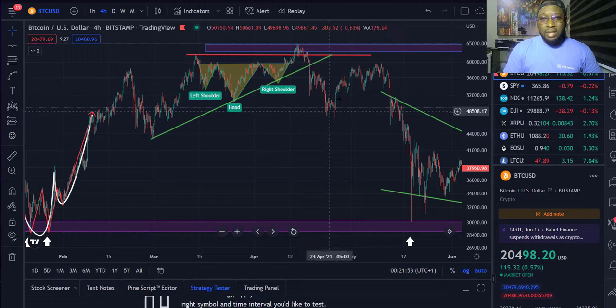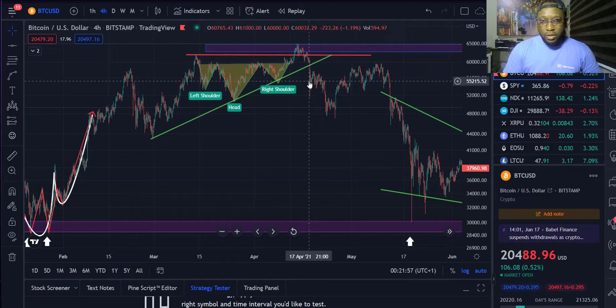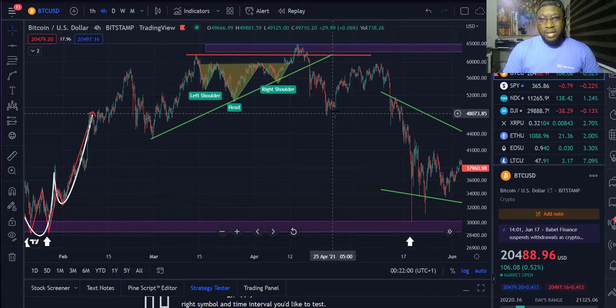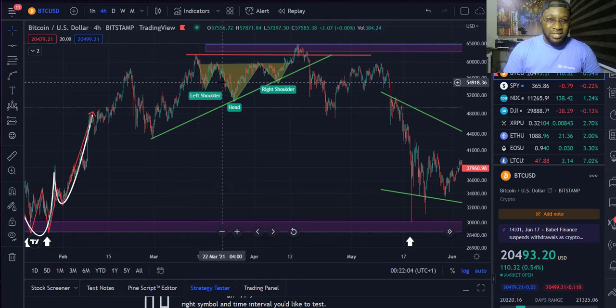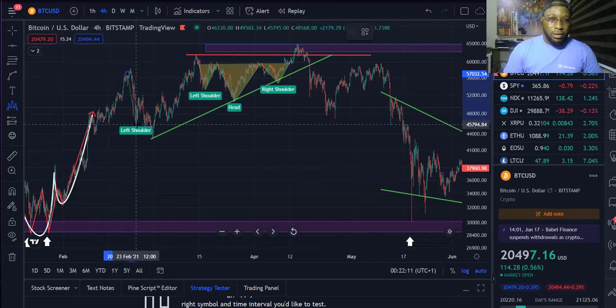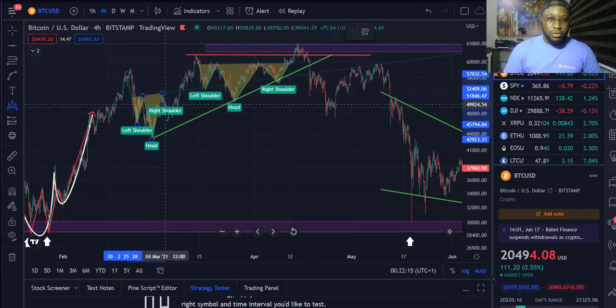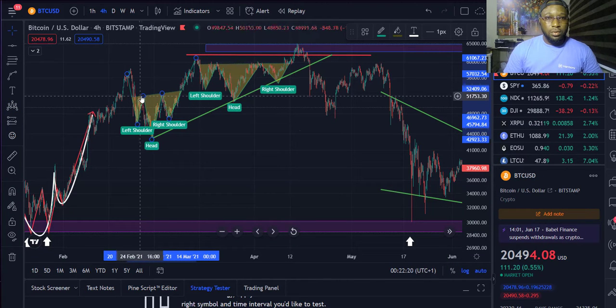We have a lot of that formation on Bitcoin. This is one. This is the shoulder. This is the head. Sometimes the pattern you're not going to see as clearly as it is here. This is another one here. We have a lot of it here. This is one: shoulder one, resistance, head, shoulder two, resistance, breakout. Shoulder, resistance, you have the resistance and you break out.